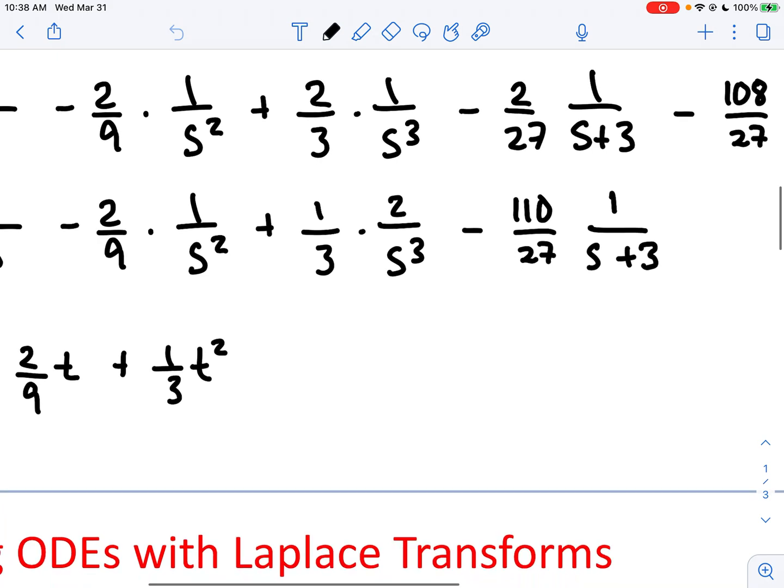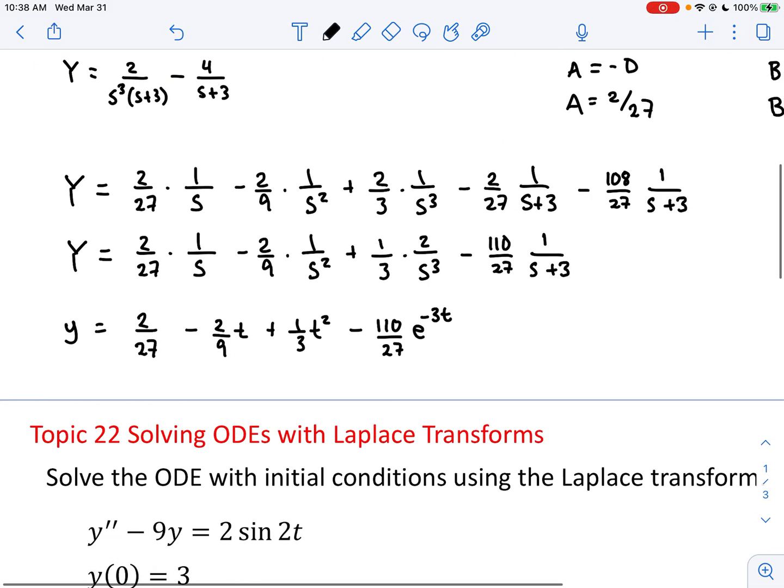So we're going to get minus 1/10/27, that constant will stay, and then the inverse Laplace transform of 1 over s plus 3 is e to the negative 3t. And there it is. There is our solution to the differential equation.